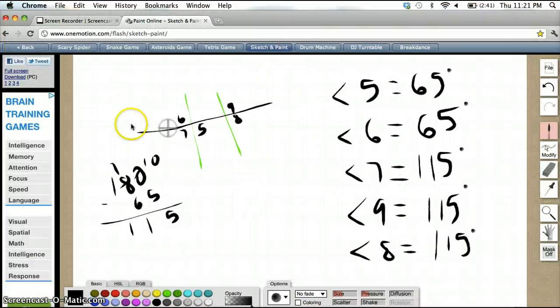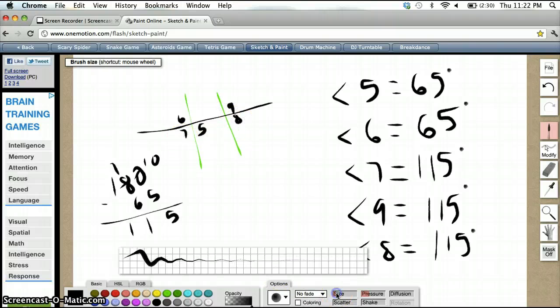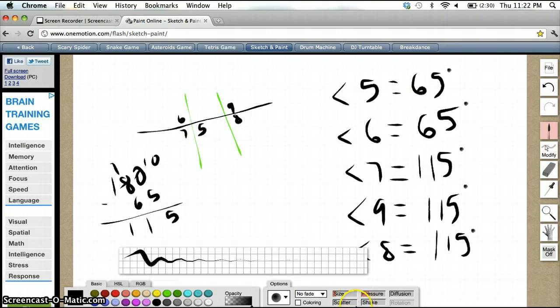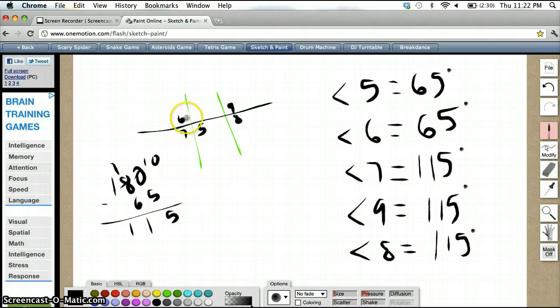So let's go ahead and look at this. I drew this out for you: angles 5, 6, 7, 8, and 9. Angle 5 was given to us, and that was 65 degrees. Now, if you think back to your postulates, angle 6 is what's called a vertical angle. These two angles are literally vertical to each other, and vertical angles are congruent. So angle 5 and angle 6 are congruent, which means angle 6 also equals 65 degrees.